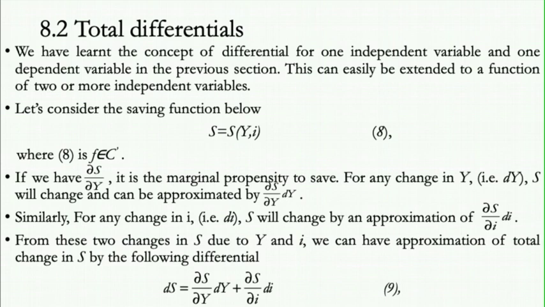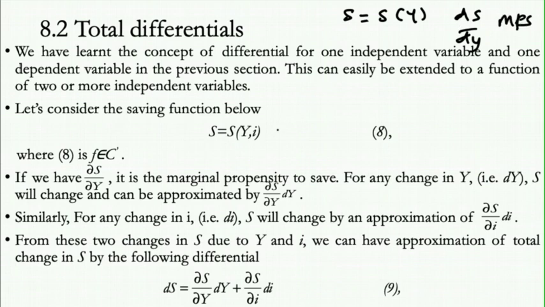Let's consider the saving function here in expression 8. In expression 8, we have the saving function as a function of income and also interest rate. If you look here, f is a subset of C prime. That means the function is continuous and differentiable. Usually we have something like this, S as a function of income, and then we can have dS over dY, and dS over dY is actually the MPS.